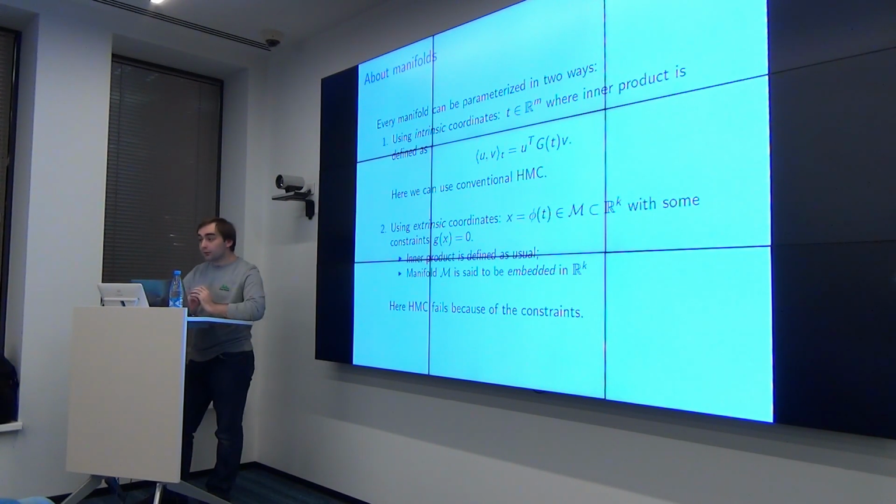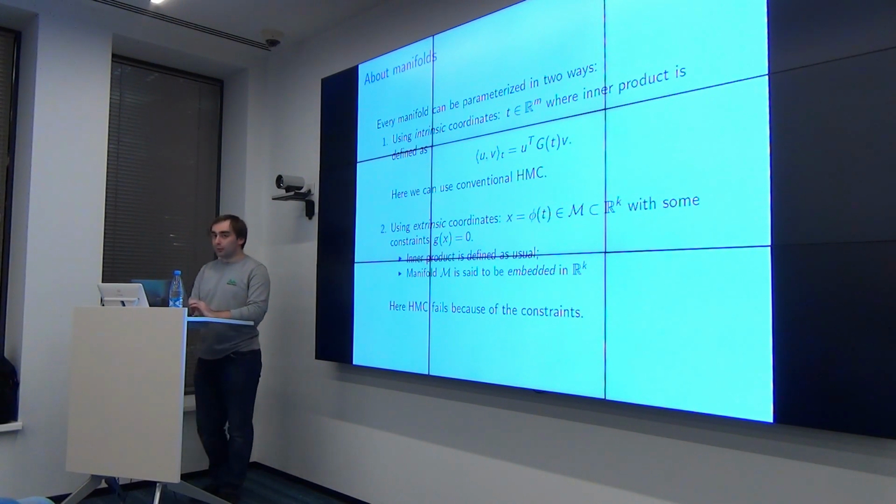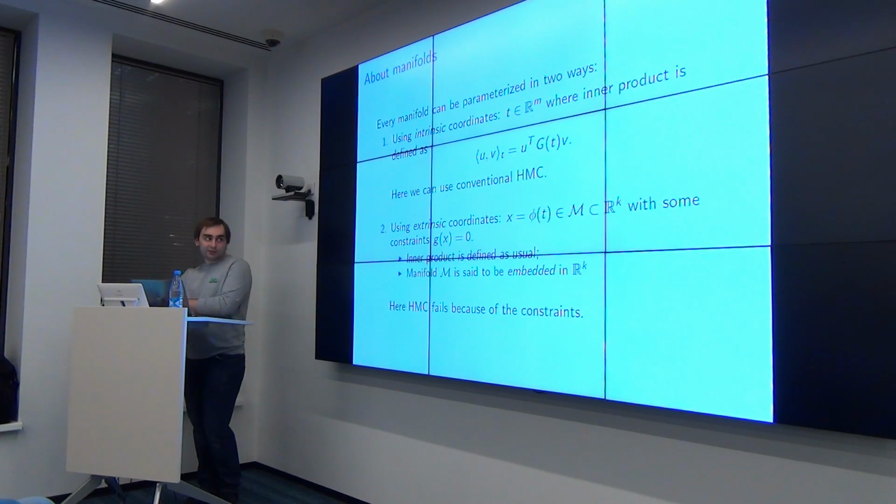Can you please explain why HMC will fail if we do just projection like we do for Riemannian optimization? Well, you'll see a bit later, but basically the scheme will not be reversible and symplectic.